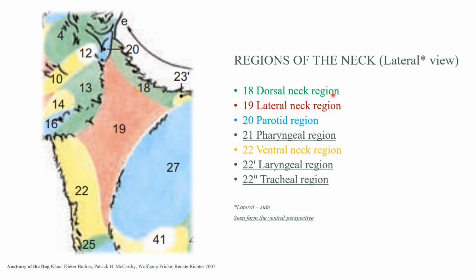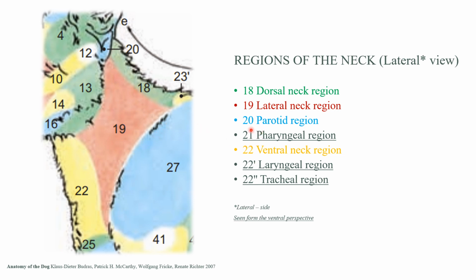Okay, so we have the regions here. First, we have the dorsal neck region, which is the top part right here in green. Again, we're looking from the lateral view, so from the side. Here we have lateral neck region, so the side region of the neck, which is the biggest looking here.